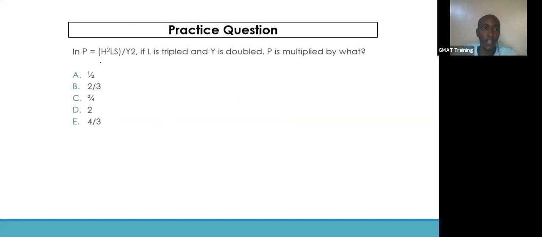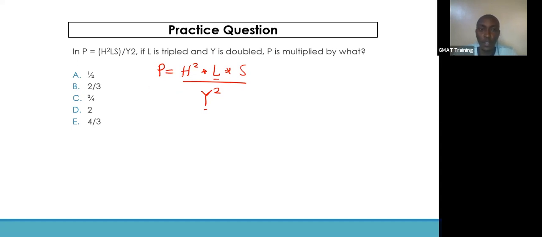And so in P equals to h squared, P equals to h squared times L times S all over, in this case we have y squared. Sorry about the writing. We have y squared, not y2, but y squared. Use this formula here. Then in this formula, L is tripled, this part here is tripled, y is doubled, this part here is doubled, P is multiplied by what? What's the scale factor for P? Please pause the video once more, give it a try, and then we'll do it together.